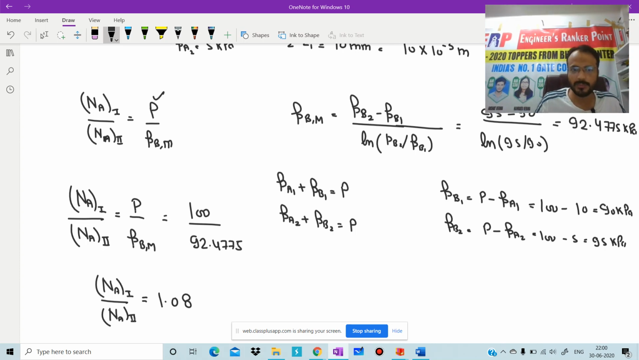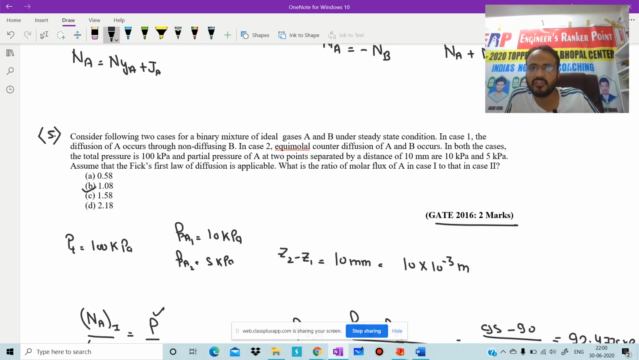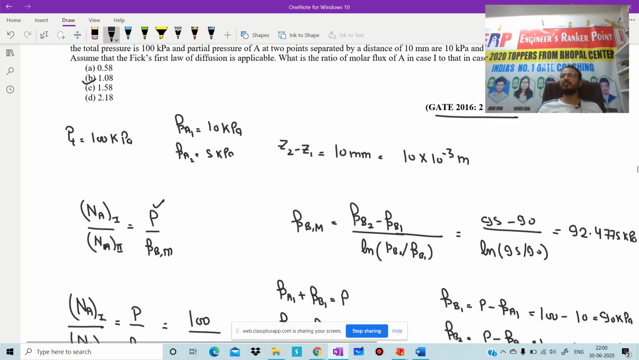Check, is there any option like that? The second option is the correct one. It means 2 marks, free marks. Is it clear? I hope every one of you noted down this one.